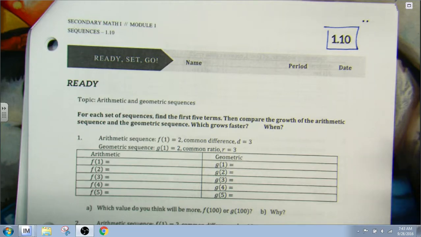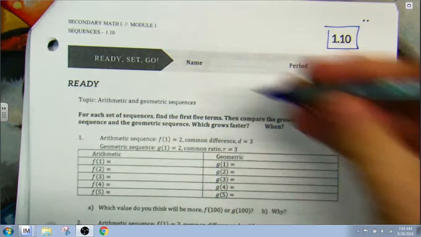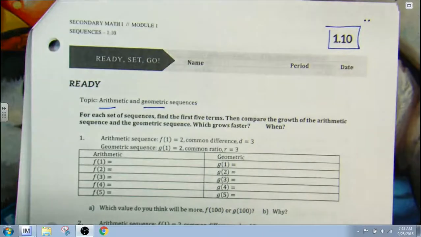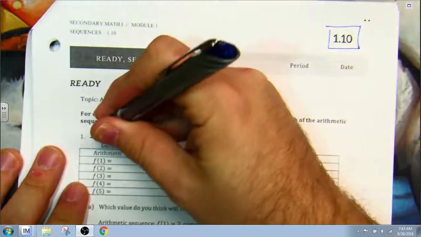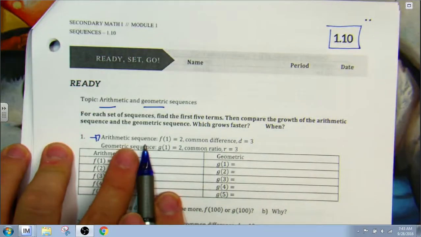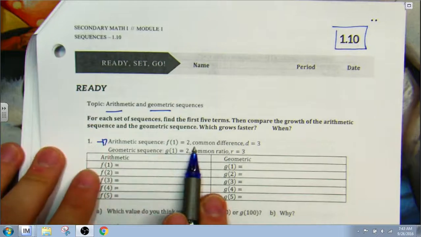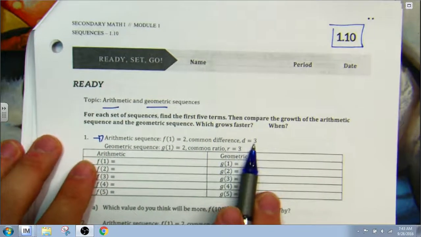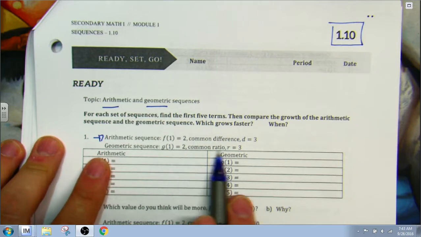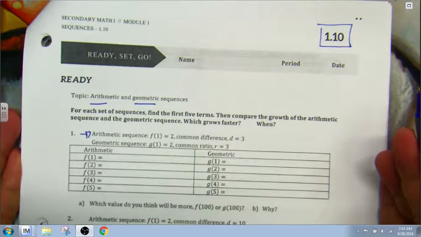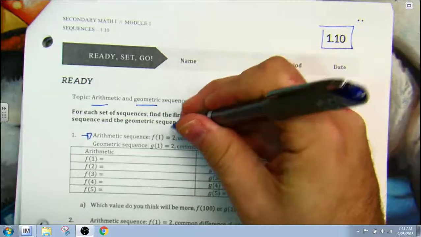Today in our Ready section, we're going to be looking at arithmetic and geometric sequences. We're going to compare the two and see how those differences evolve when given similar numbers. For example, in number 1, we're given an arithmetic sequence where f of 1 is 2 and the common difference is 3. And here we're given a geometric sequence where g of 1 is 2 but the common ratio is 3. So all things are kind of the same.